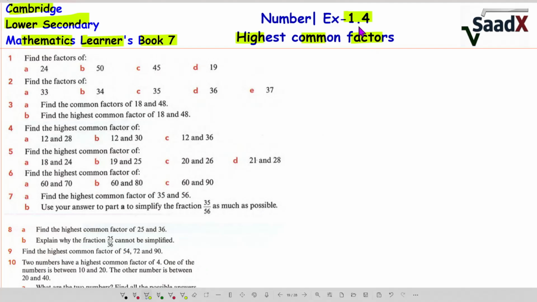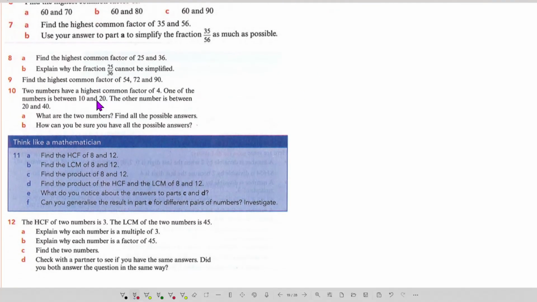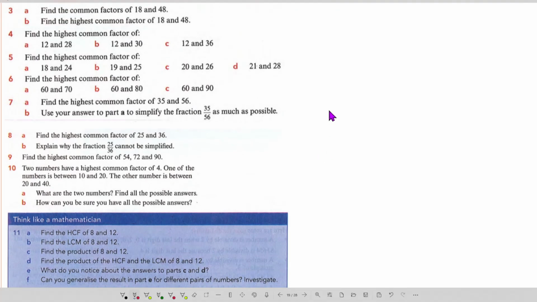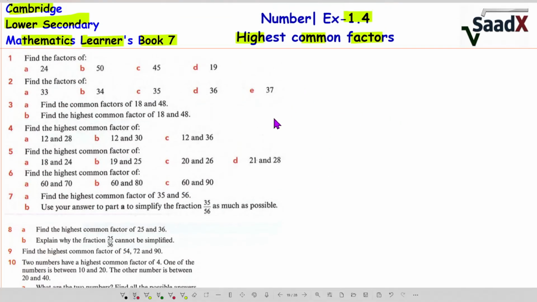This exercise 1.4 has lots of math. Questions 1 to 12 are here, so in one video we will not solve all of them. We will try to cover it in several episodes. So from 1 to 4 we will do in the first episode.